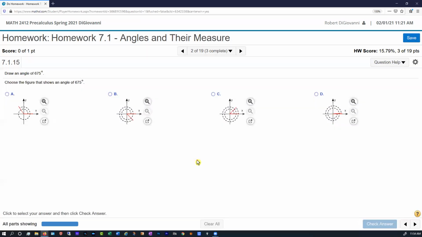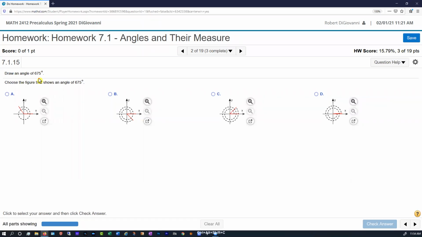Now, the next question asks us to draw the angle 675 degrees. Now, this is a little bit more involved, and that's because 675 is not a common angle. But I believe that that should be a multiple of 45 degrees. So if we just take 675 and divide that by 45 on our calculator, we'll get 15.